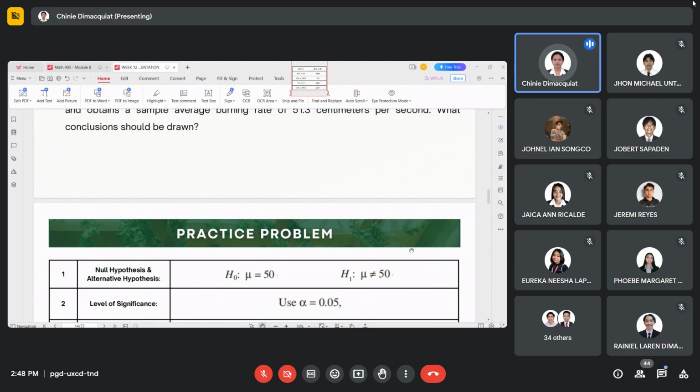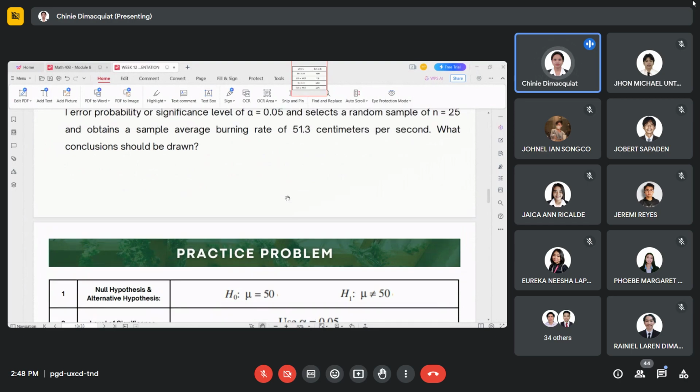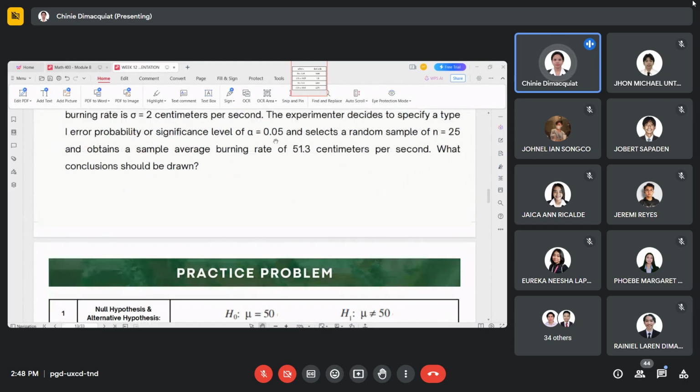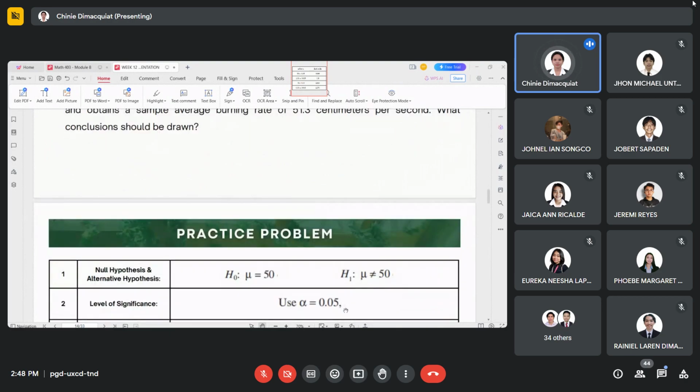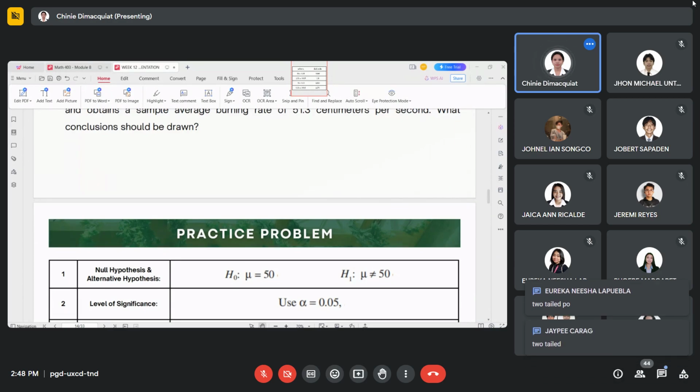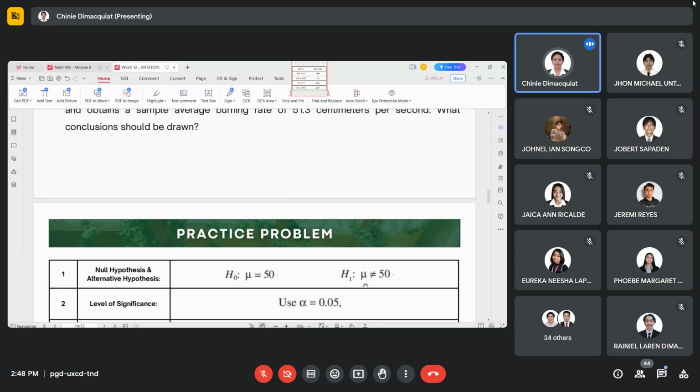So, para naman sa level of significance, ito naman ay nabanggit dito na alpha is equal to 0.05. Yan. And since ang ating symbol sa alternative hypothesis ay is not equal to, ano po kaya yung ating magiging direction ng test? Siya ba ay two-tailed or one-tailed? If one-tailed, siya ba ay right or left-tailed? Yan, two-tailed. So, tama po. Two-tailed ang ating test since is not equal to yung ginamit.